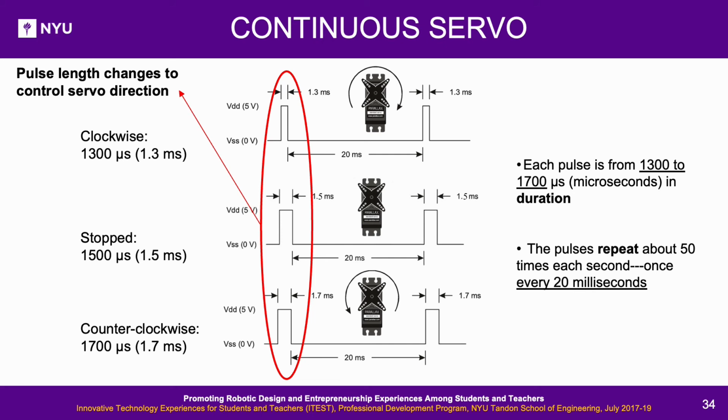As the value of duration is closer to 1500 microseconds, the speed reduces in both clockwise, less than 1500 microseconds, and counterclockwise, greater than 1500 microseconds, conditions. Note that here, the pulses repeat every 20 milliseconds, which is the delay given for the servo to respond to the signal before getting the next high signal.